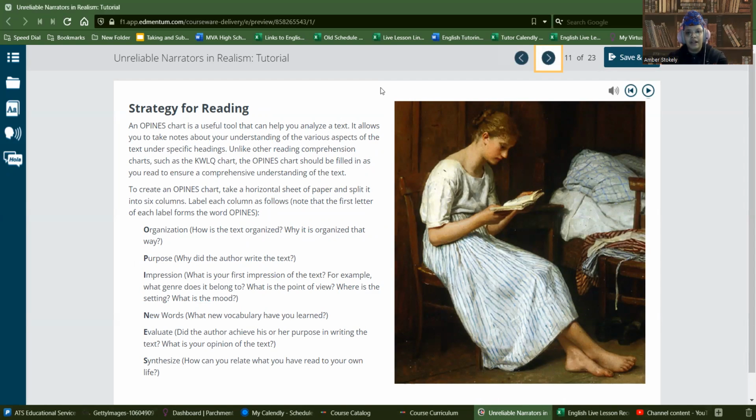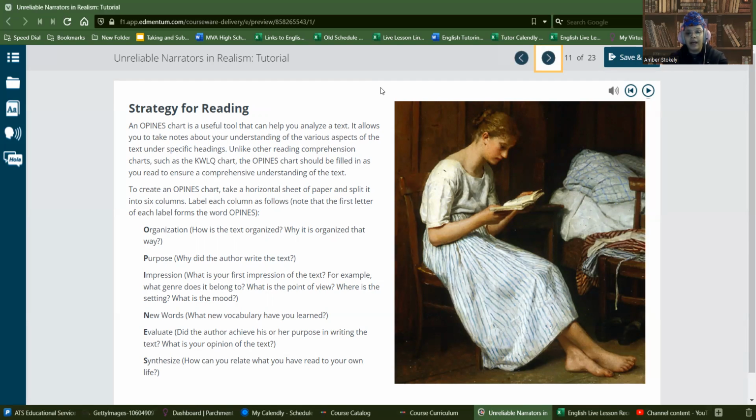Okay, slide 11 gives you a strategy for reading. It's called OPINES, and that's just an acronym. So it's supposed to give you steps for analyzing and trying to study a text so that you can take notes that will actually help you. The point of the OPINES chart or list is to help you fill in the answer to the questions that you're asked through the reading.